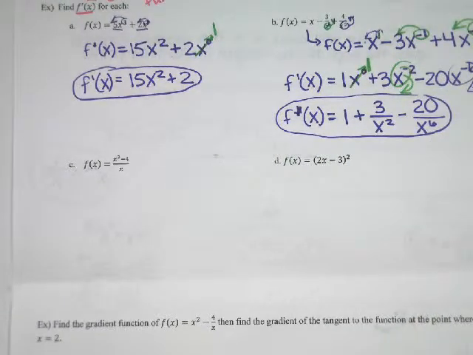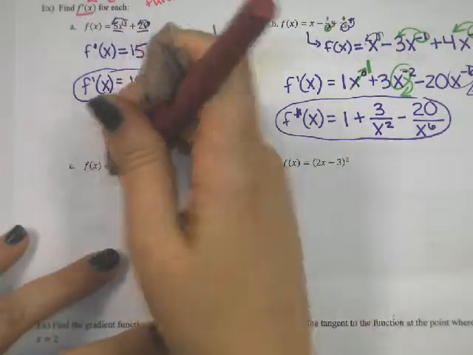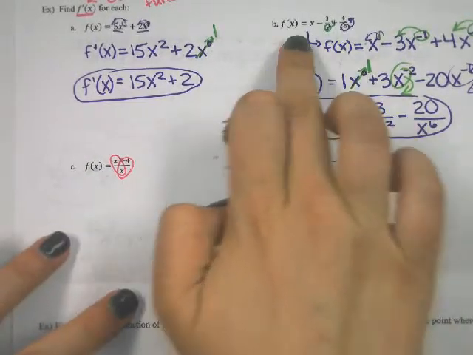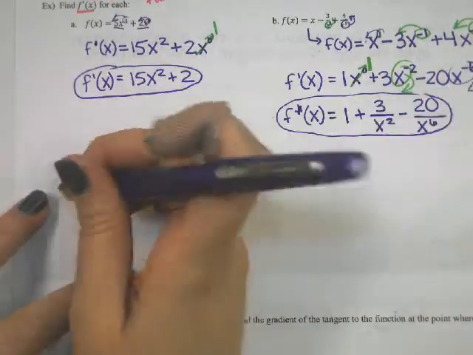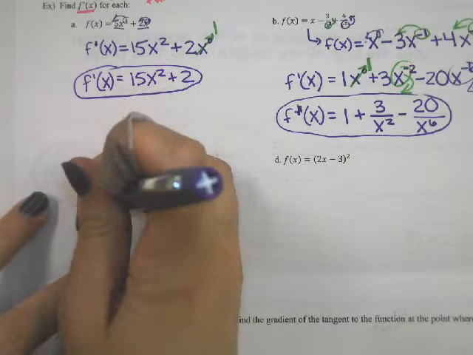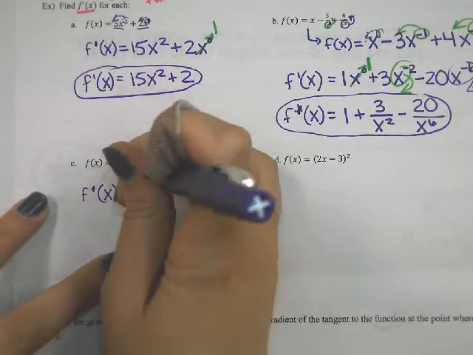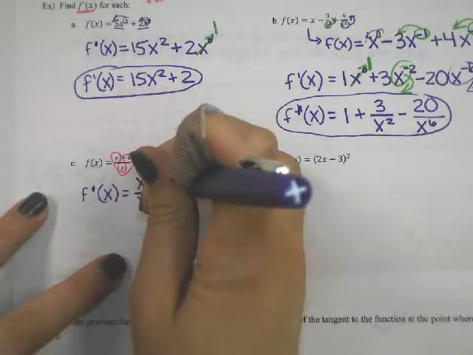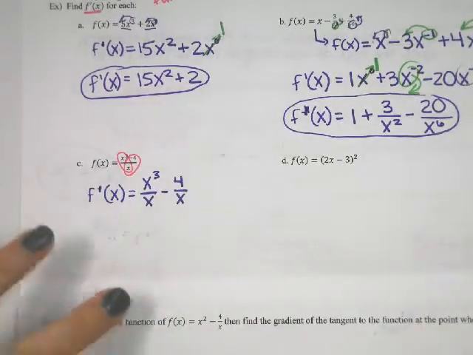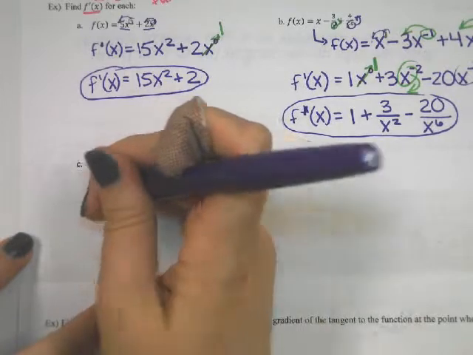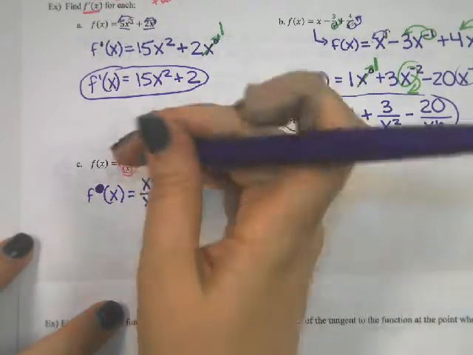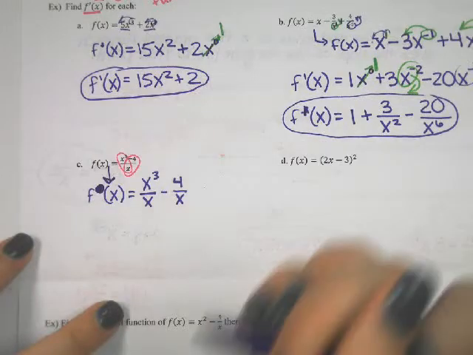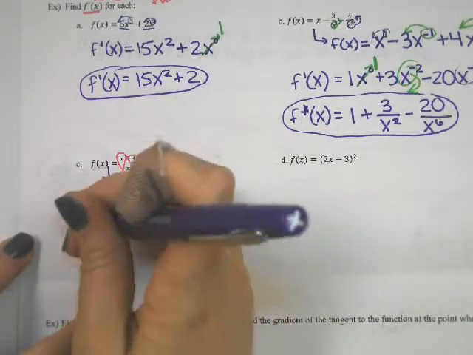Okay, question C. I don't know where I came up with 5. Here we have another issue: an entire fraction. I want to simplify this, so I'm going to divide both parts by x so that it looks more like this question. So we'll have x cubed over x minus 4 over x. Oh, sorry, I'm losing my mind. We're just rewriting the function. This is not the derivative. And then we'll simplify this.